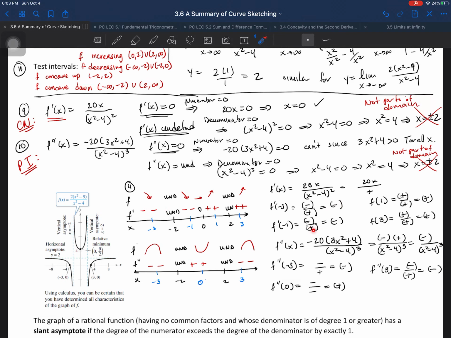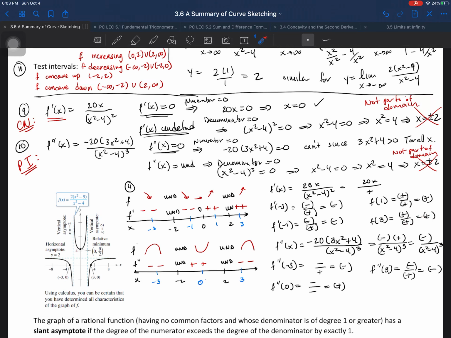Whenever x is negative 1, the top will be negative and the bottom will be positive, so that will be negative. When x is positive 1, the top will be positive, the bottom will be positive, so positive over positive is positive. And the bottom part is x equals 3, right? The testing number is 3, so positive over positive will give us positive.